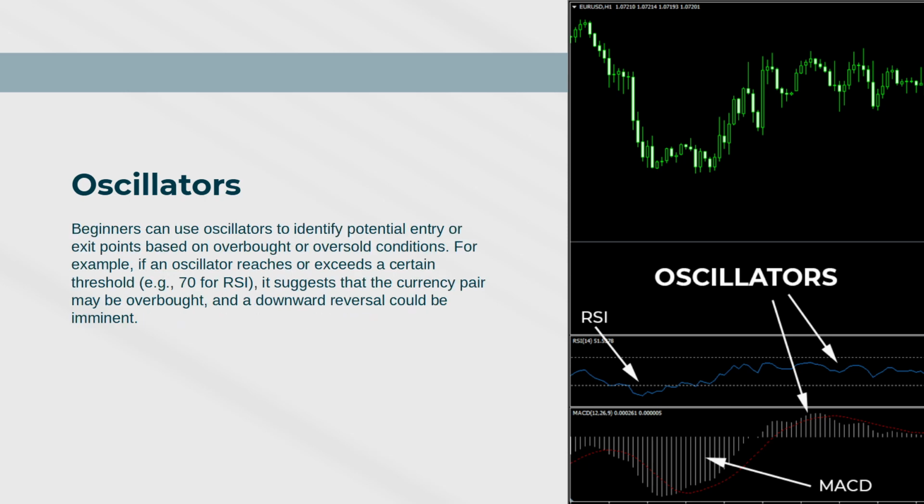Beginners can use oscillators to identify potential entry or exit points based on overbought or oversold conditions. For example, if an oscillator reaches or exceeds a certain threshold, for example 70 for RSI, it suggests that the currency pair may be overbought and a downward reversal could be imminent.